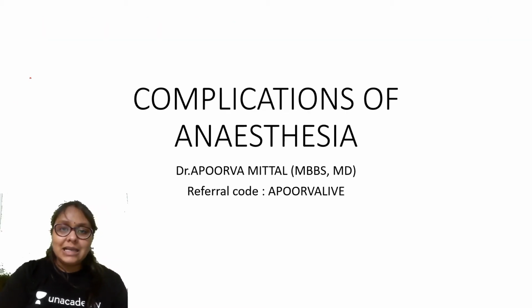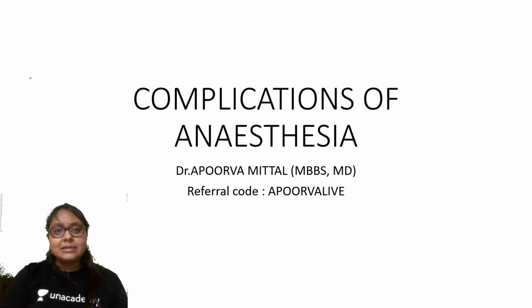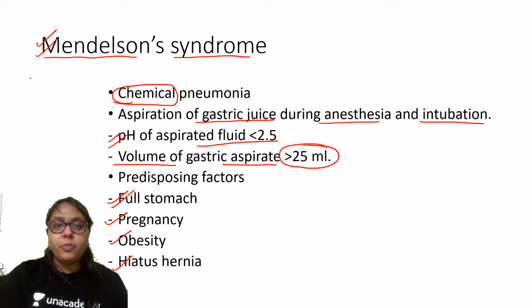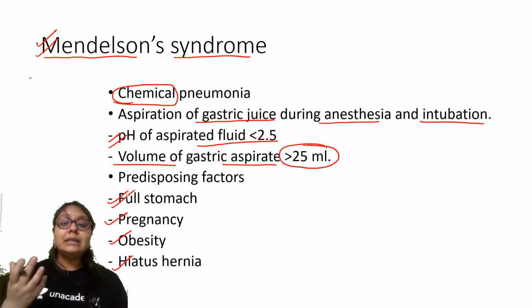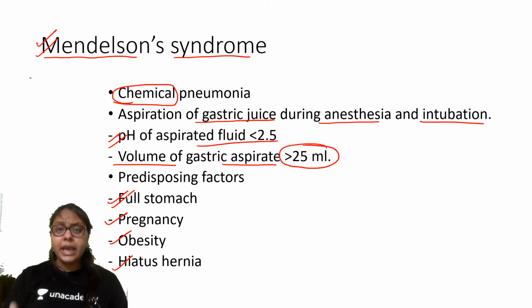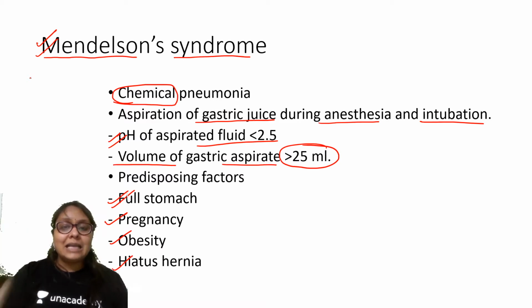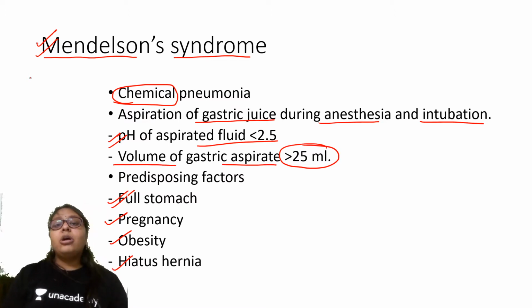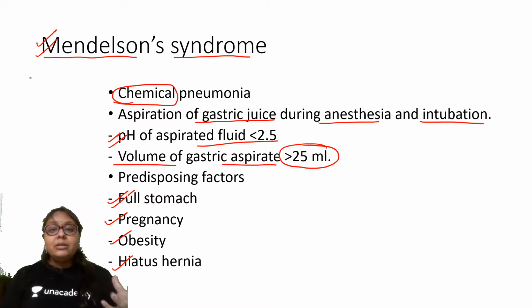So starting with today's class, that is complications of anesthesia. The first complication that we'll be discussing is Mendelssohn syndrome. Now, what is Mendelssohn syndrome? It is nothing but chemical pneumonia. Chemical pneumonia is because of the aspiration of the gastric juices which occurs during anesthesia or induction. This aspiration of sterile gastric contents during anesthesia and intubation causes chemical pneumonia.